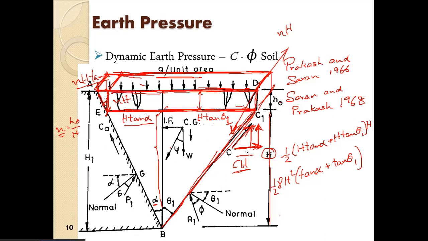tan of alpha. Okay, this one. So we have this as the vertical component and this as the horizontal component. So we will have two components, one in this direction and one in this direction.